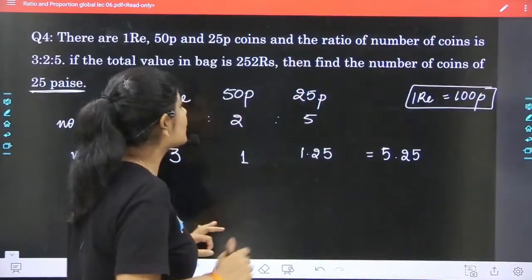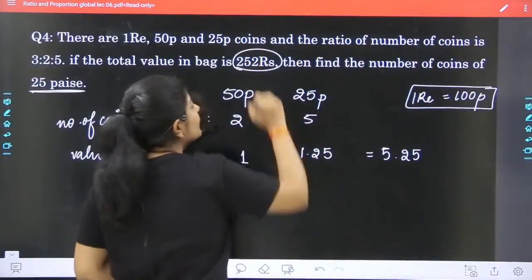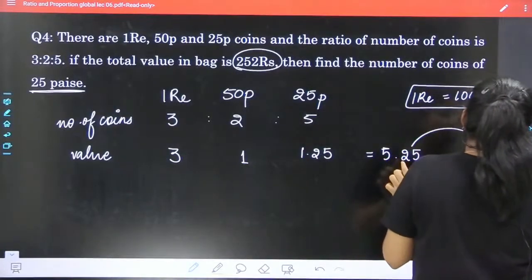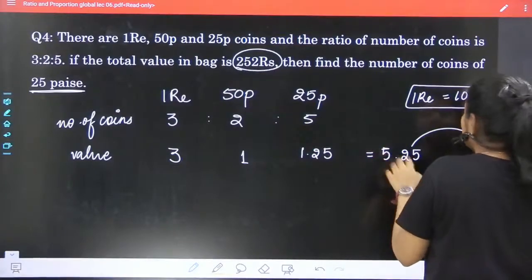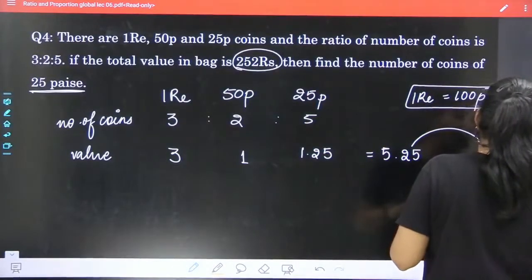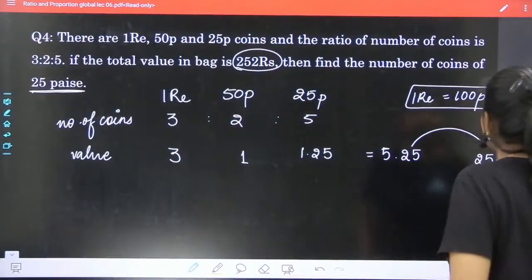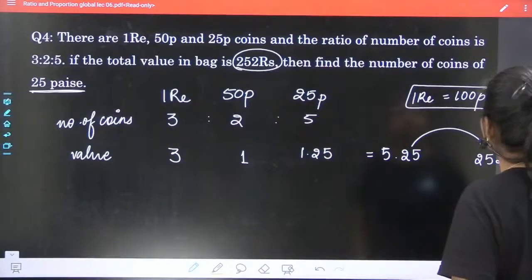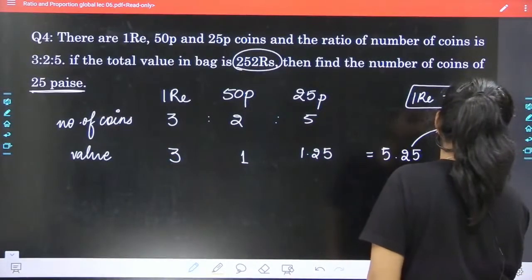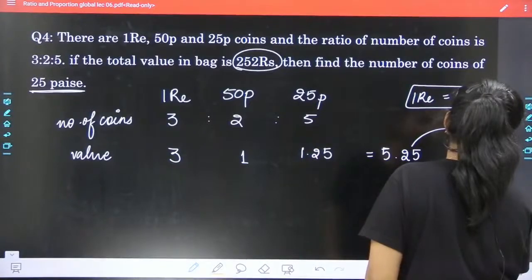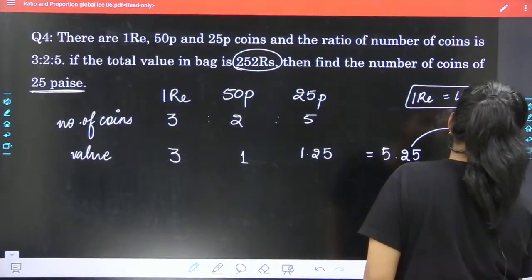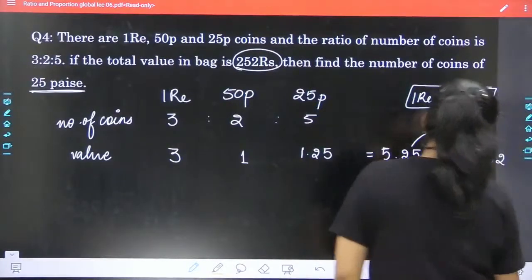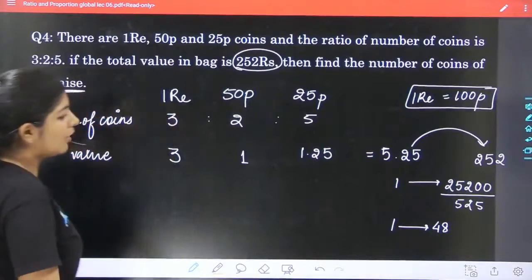But as per the question, I am having 252 rupees in my bag. That means this value is not 5.25, it is 252, and it is present on the multiple of 48.